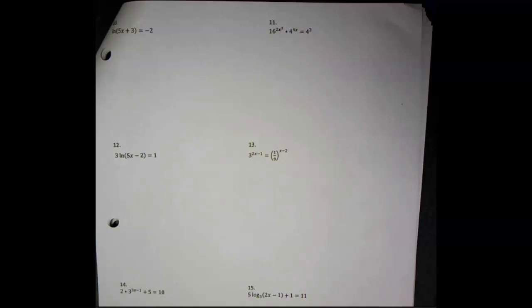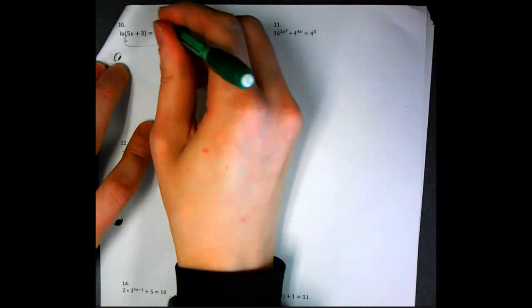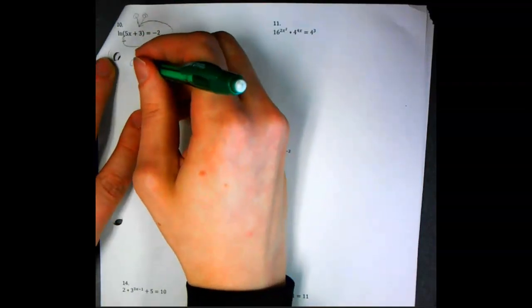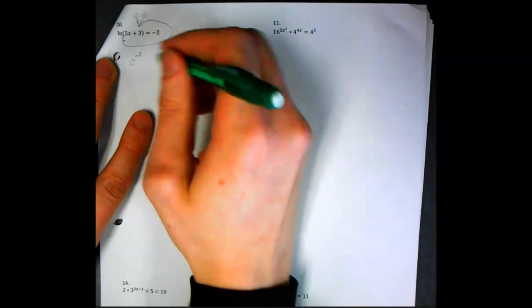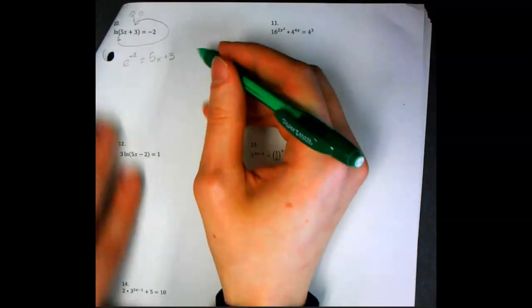Okay, so for tonight's homework, we are working on problems 10 through 12. Remember, for the natural log, these are going to be technically base e. So when we do that snail method, we'll start with that base of e. And so we'll end up with e to the negative 2 equals 5x plus 3.